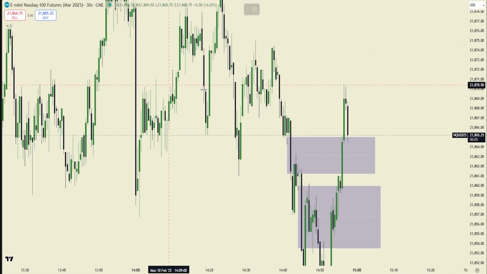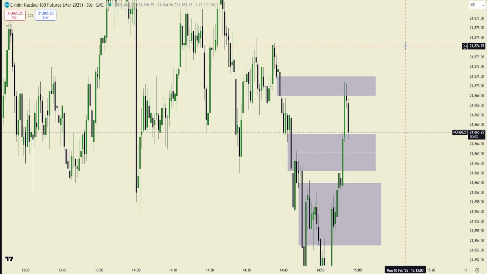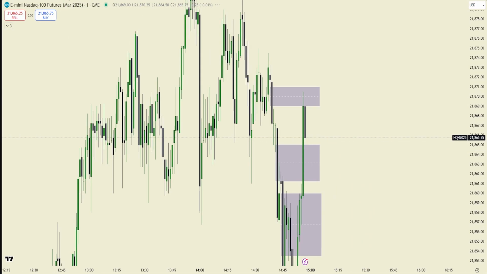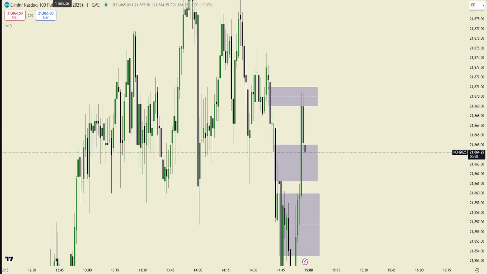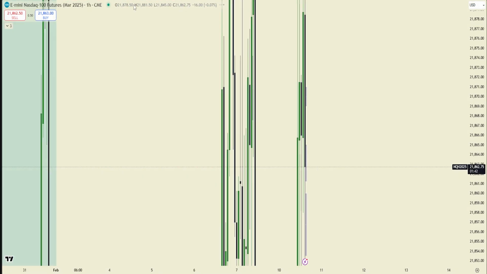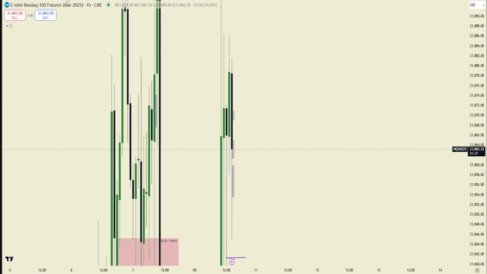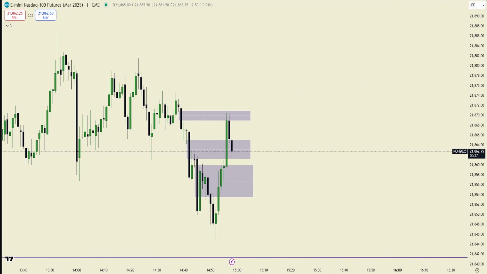So came up here, hit the last gap in the leg, respecting that still. Got to see that get inversed too if we're going to see higher prices. We do have the 3 o'clock candle coming up here in a second. Would I say this is good PA? No, this is not good PA.